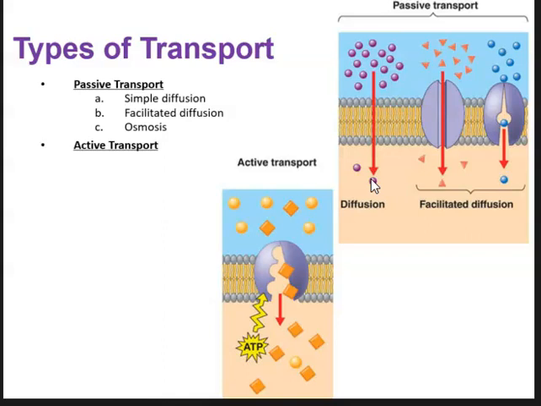We then have facilitated diffusion, where we have the aid of protein carriers that help move these molecules through the plasma membrane from areas of high concentration to areas of low concentration. And then we have active transport. Again, active transport requires energy. We'll talk about active transport in just a little bit, but know that it requires energy to help fuel the passage of molecules through the plasma membrane.